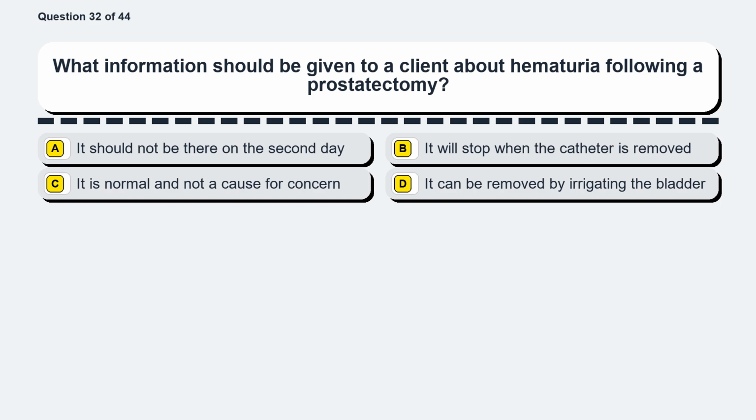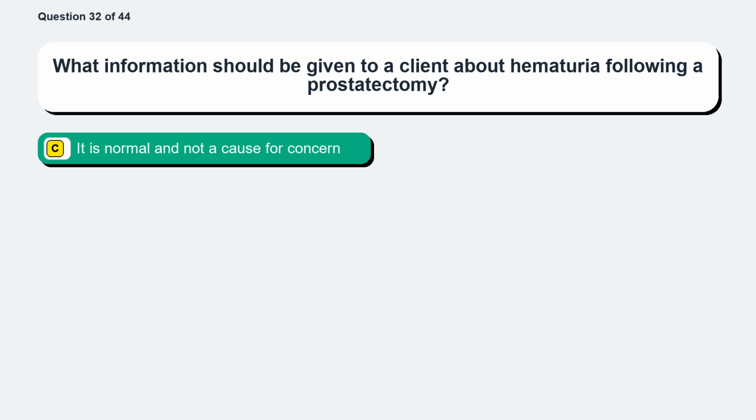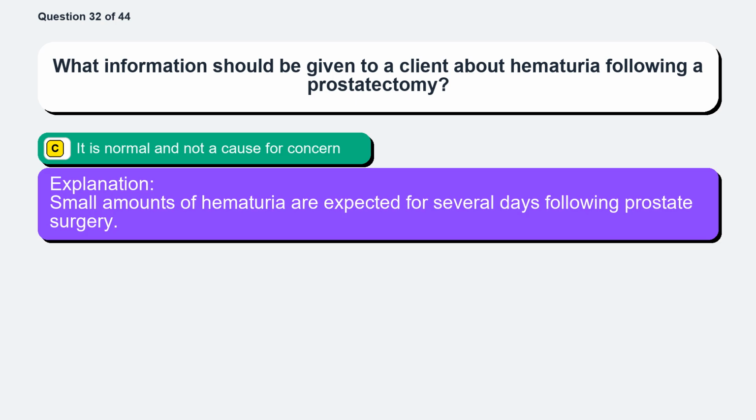Question 32. What information should be given to a client about hematuria following a prostatectomy? Option A. It should not be there on the second day. Option B. It will stop when the catheter is removed. Option C. It is normal and not a cause for concern. Option D. It can be removed by irrigating the bladder. The correct answer is option C. It is normal and not a cause for concern. Small amounts of hematuria are expected for several days following prostate surgery.